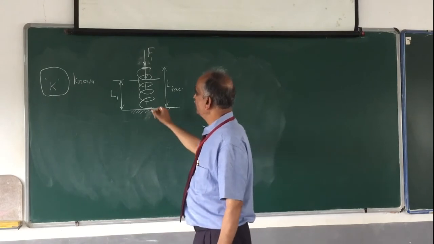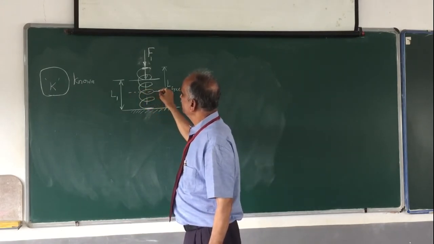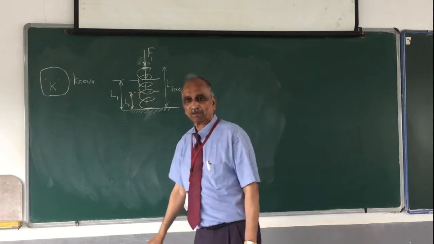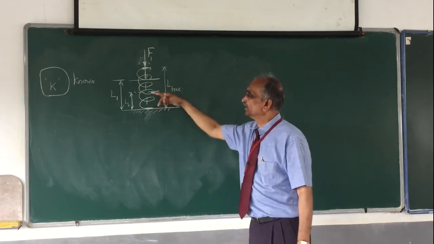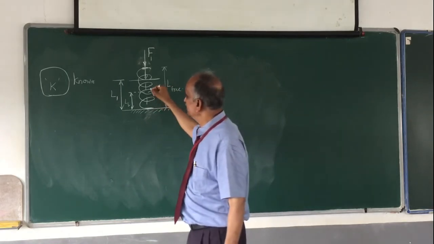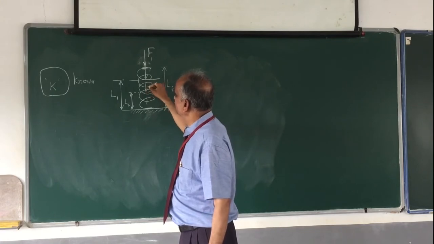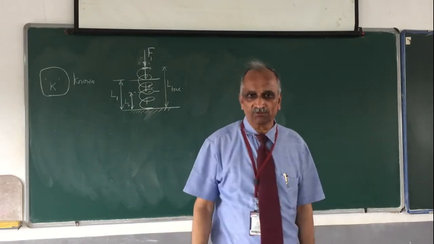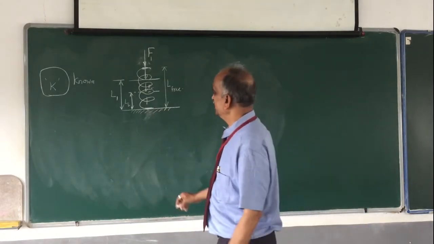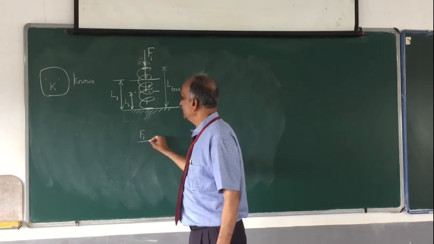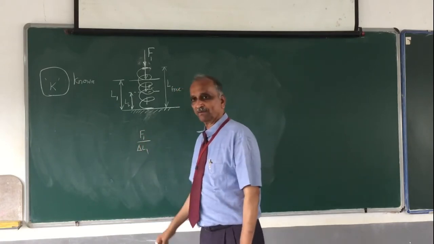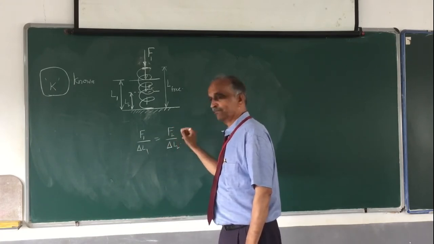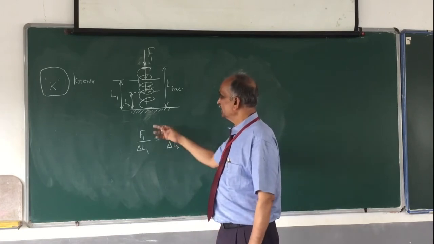Now I have further compressed the spring, and now this length is L2. So how much extra force is required to have this? Or in other words, how much force F2 is required here? Then F2 minus F1 will tell you how much extra force is required. That can be easily obtained. F1 divided by delta L1 is also equal to F2 divided by delta L2.